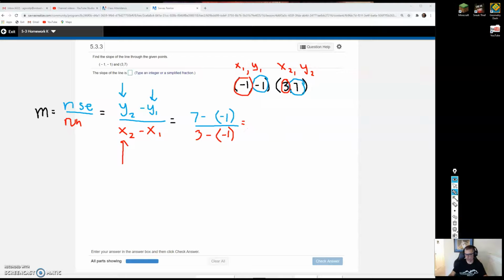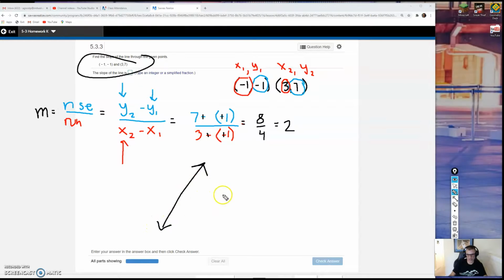All right, remember from what I just told you, when we subtract a negative, it is the same as adding. So 7 minus a negative 1 is the same as 7 plus 1, which is 8. If I subtract a negative, it's the same as adding. So 3 plus 1 is 4. 8 divided by 4 equals 2. So if I were to actually graph this line right here, it would look something like this. That would be roughly the angle of it, and it would have a slope of 2.